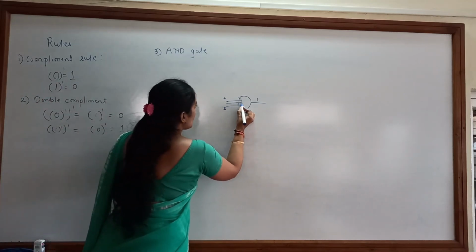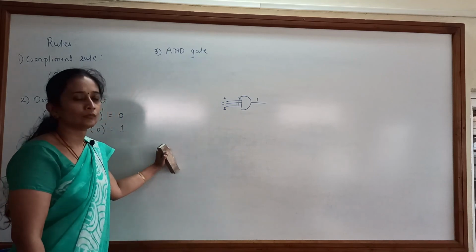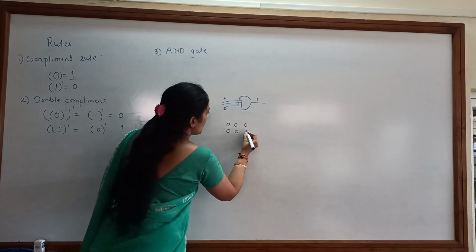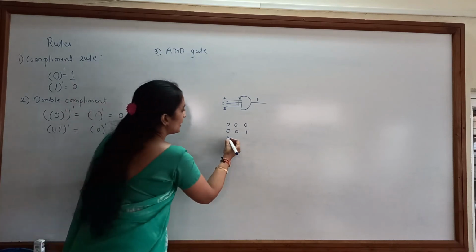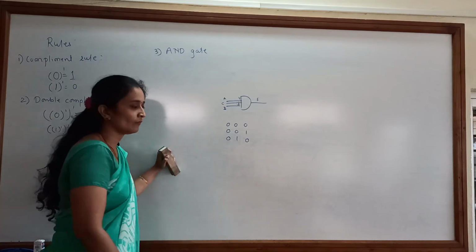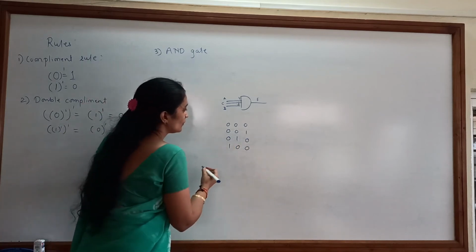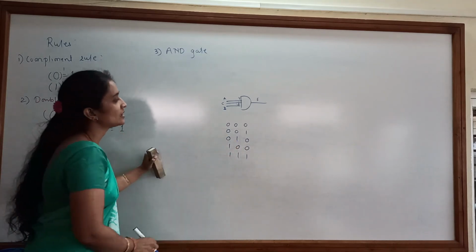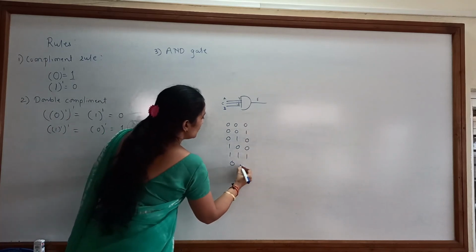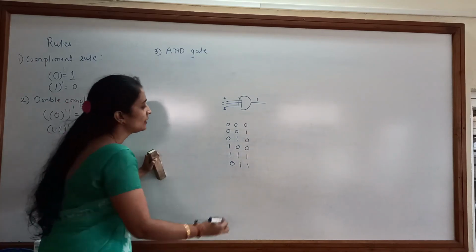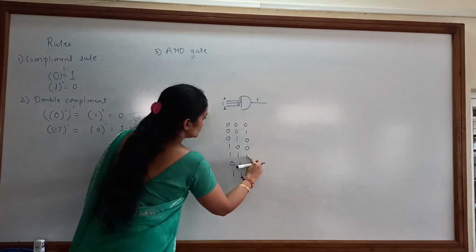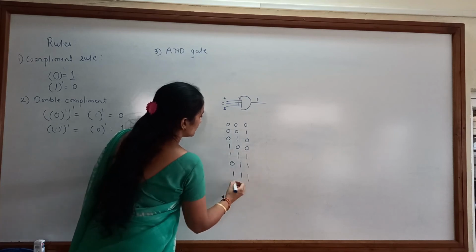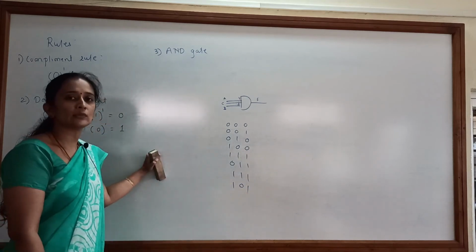If number of inputs are 3, one more is there, C. Then I can give all 3 as a 0, only 1 as a 1, that is third one. I can give only second is 1, I can give only first is 1, I can give all 1. Like this, how many combinations will be there? 8 combinations will be there. I can give like this, only 2 are 1, or this is one more possibility.